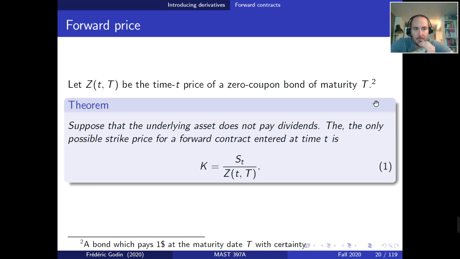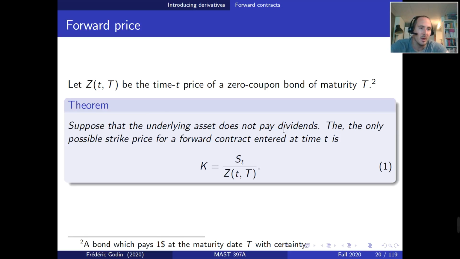So here, the next theorem states what's the only possible strike price for a forward contract that makes sense under the previous assumptions, which were absence of arbitrage and the possibility to store the underlying asset without cost for an indefinite amount of time. So if the two latter assumptions are satisfied, then, and there's a third assumption in the theorem, suppose that the underlying asset does not pay dividend.